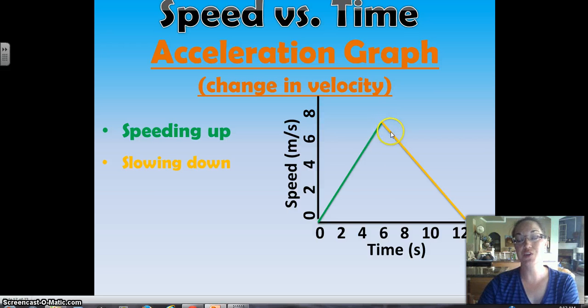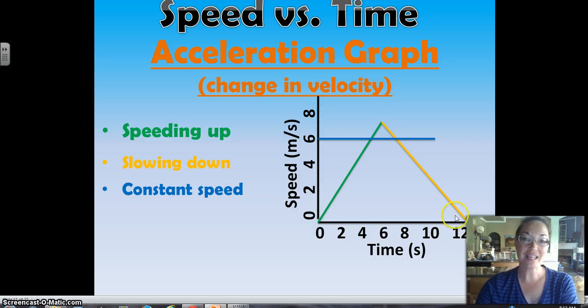If the line begins to go down on an acceleration graph, that's telling you that over time, your speed is decreasing. So from 6 seconds to 12 seconds, the speed goes from about 8 meters per second all the way down to 0 meters per second. So it slowed down.